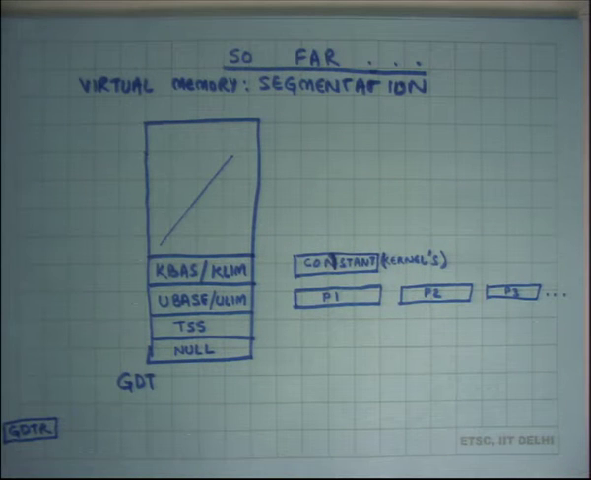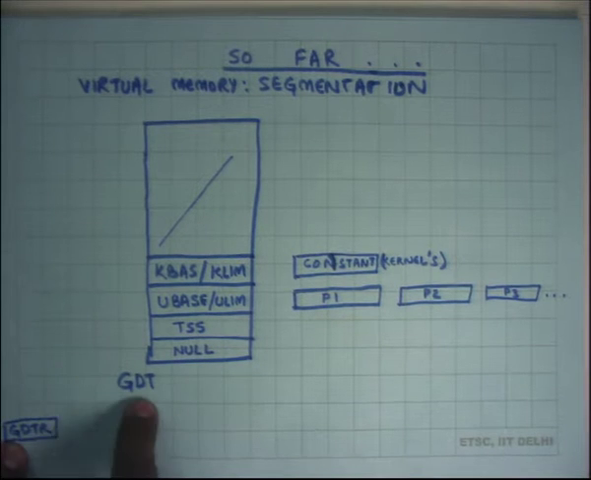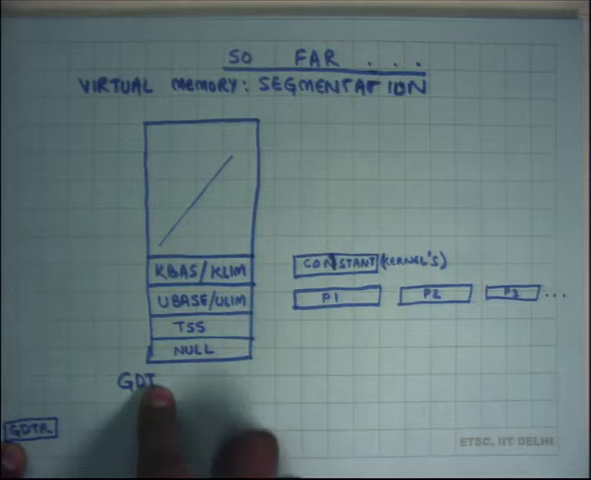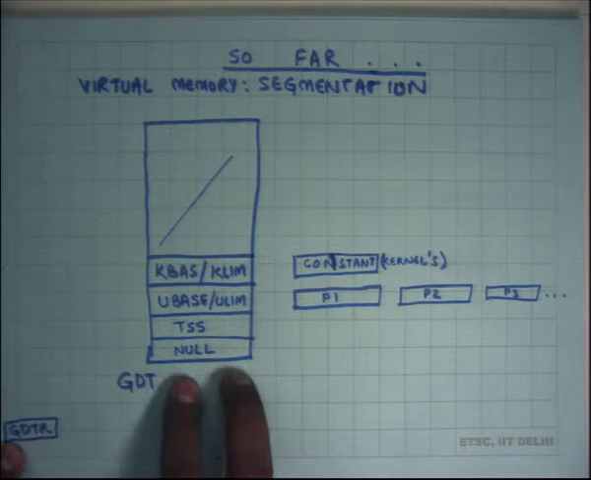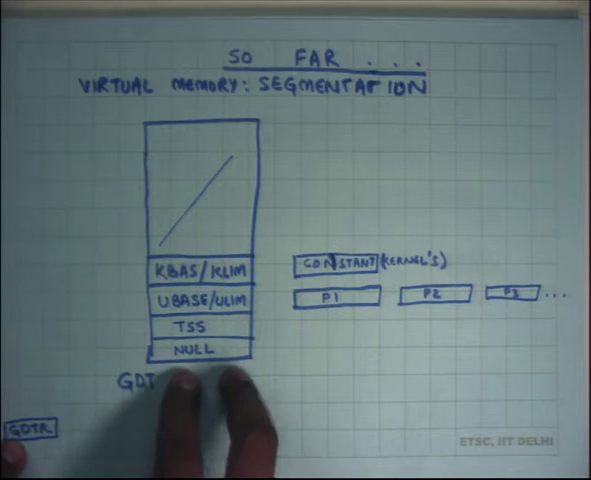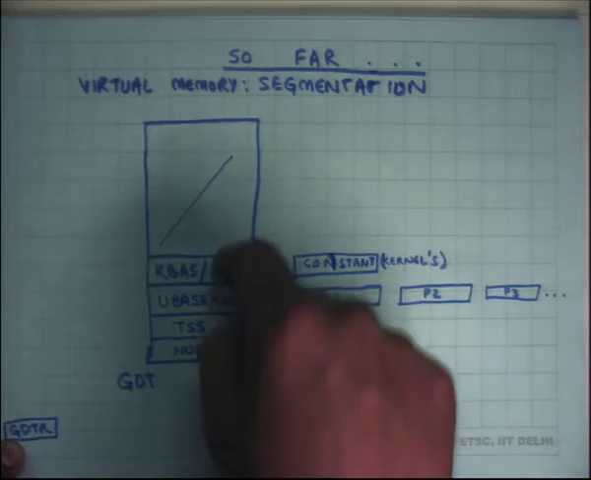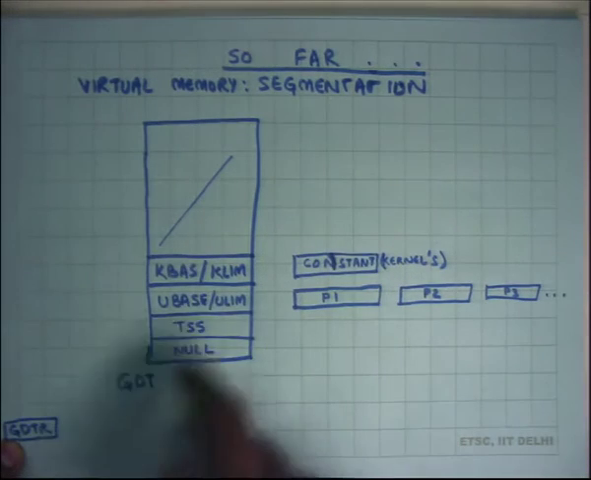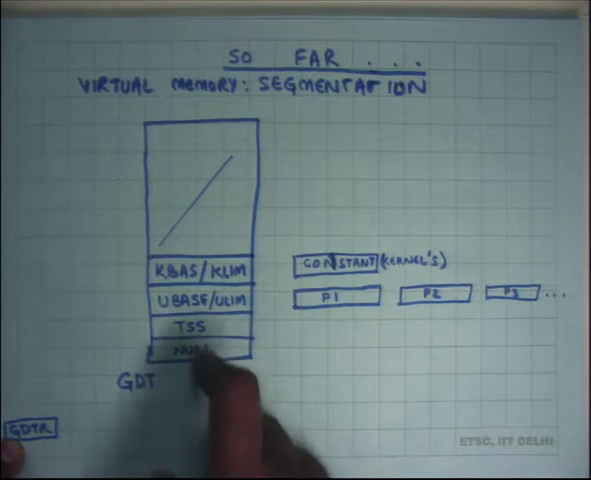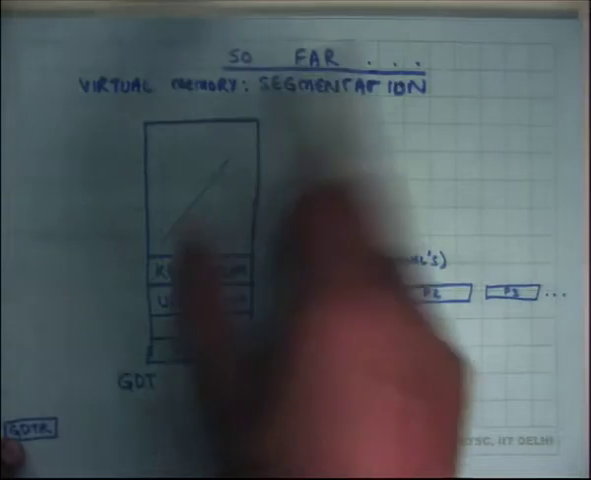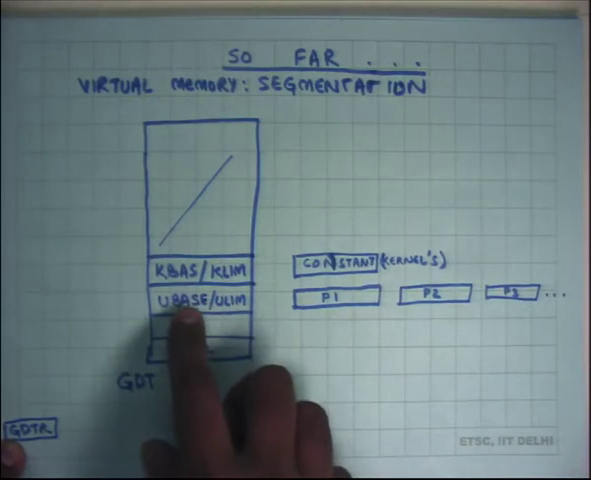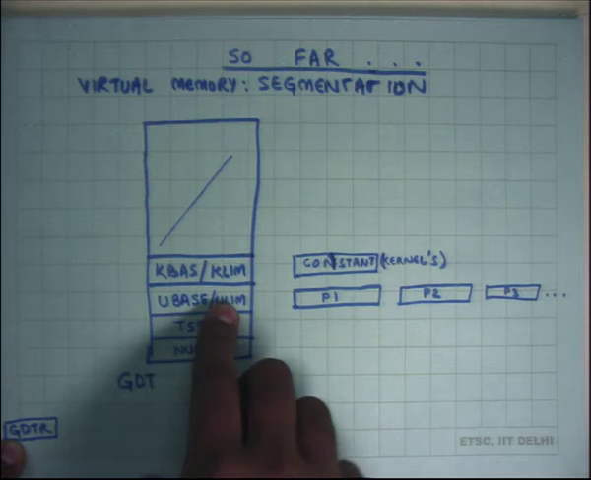Where the translation was rather simple. We just added base to virtual address to get a physical address. And we said the way it works is that there's a table which is stored in memory, called the global descriptor table, which contains these descriptors. This table can be as large as 2 to the power 13 entries. Each of these entries contains a base address, which will be a physical address, and a limit, which will say what's the size of this particular segment.